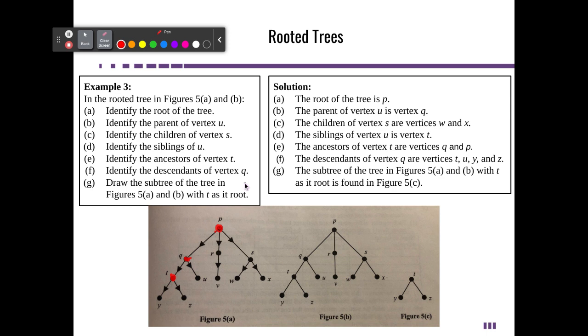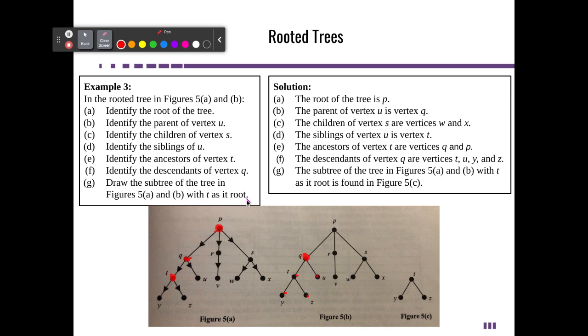Letter F is the descendants. So let's come over here to this one. Letter Q is the descendants. It says that the descendants of vertex Q are vertices T, U, Y, Z. So T, U, Y, Z. Those are the descendants. Q is going to deliver us those 4 vertices.